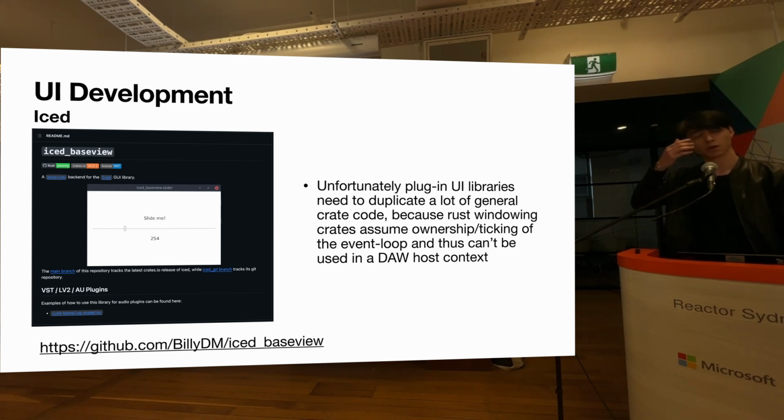You can't really use iced normally in this shell, because if you use iced, then the windowing library will take control of the event loop. So someone, I guess Billy DM, wrote this iced-based view crate, which lets you use baseview, a windowing library he wrote, that can be used in this environment because it doesn't take control of the event loop. You can just attach it to a window pointer and it will work, and attach the event listeners in the right way. But then this crate is pretty much a fork of iced. It just duplicates a bunch of the iced code. So when there's an iced upgrade, you have to update this entire crate pretty much.